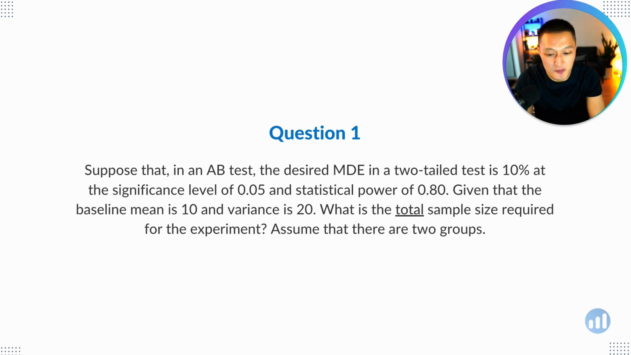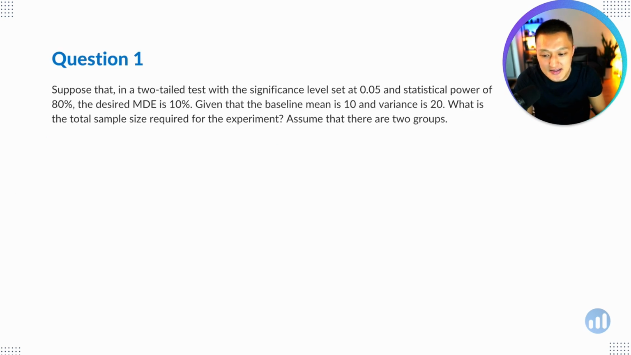So this question is a bit of a mouthful, so we're going to deconstruct this as a way to make sense of it. What we know about this test is that it is a two-tailed test comparing 2 means in this case. We have some baseline, we have the treatment. And the significance level is 0.05 with the statistical power being 80%. And the MDE is 10%. So what this means is that with the baseline mean at 10, we want to see 10% improvement in the treatment case. And we want to validate that with statistical significance. So the main question is, what is the total sample size required for the experiment?